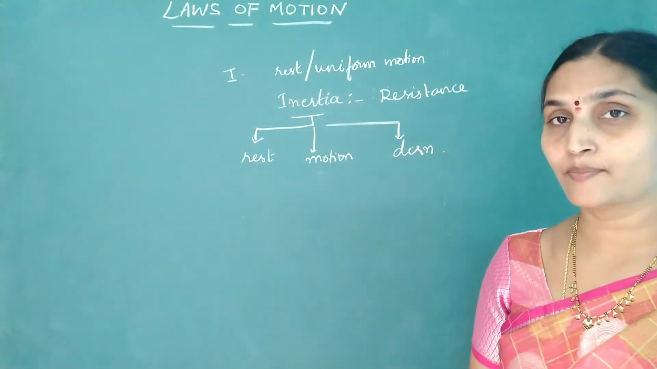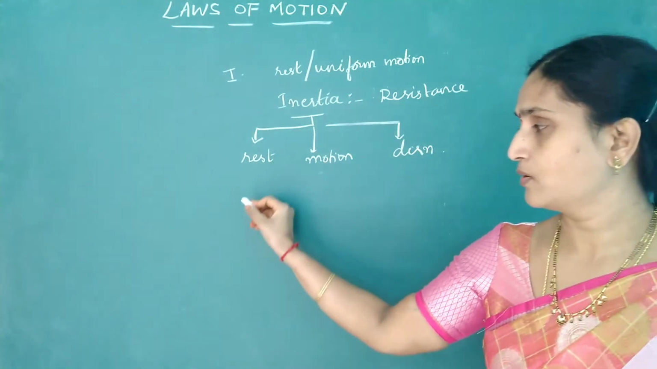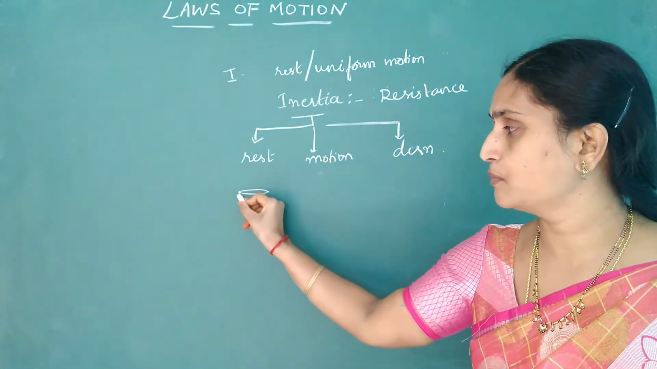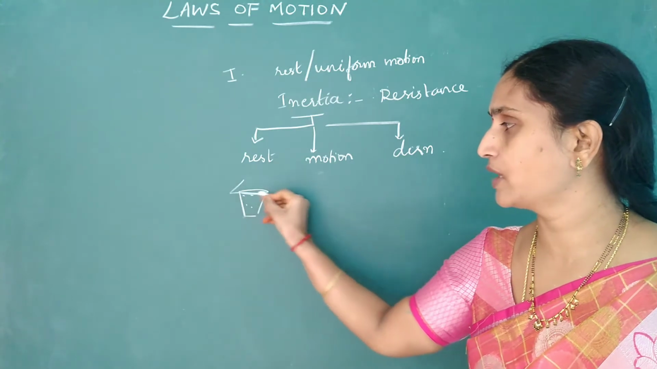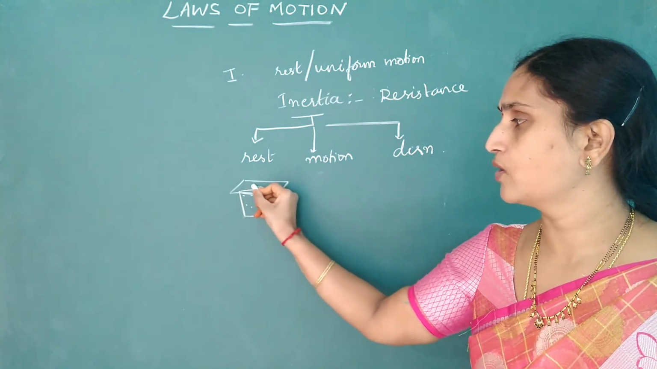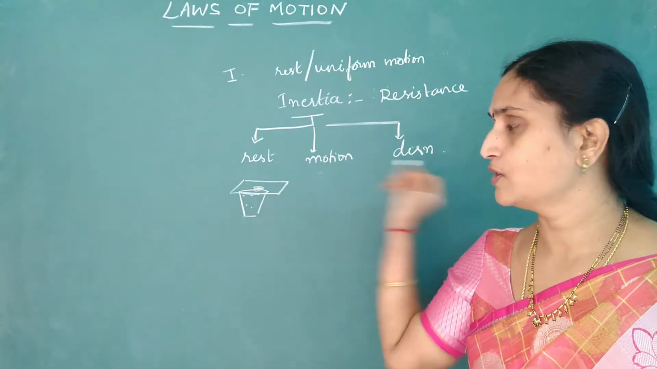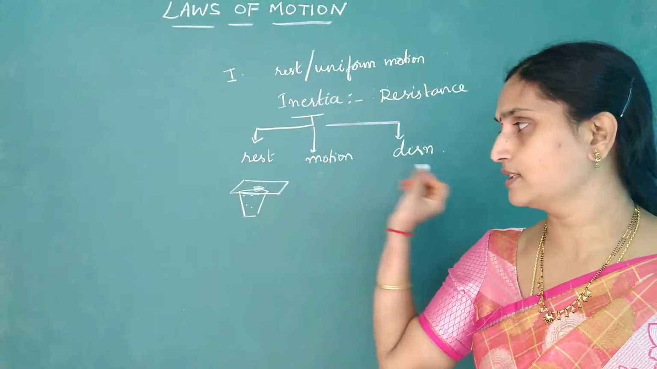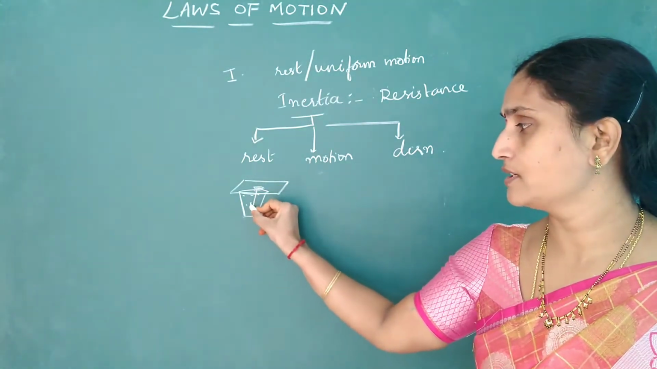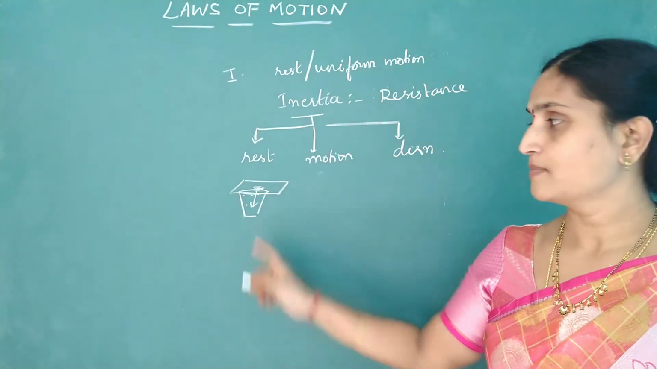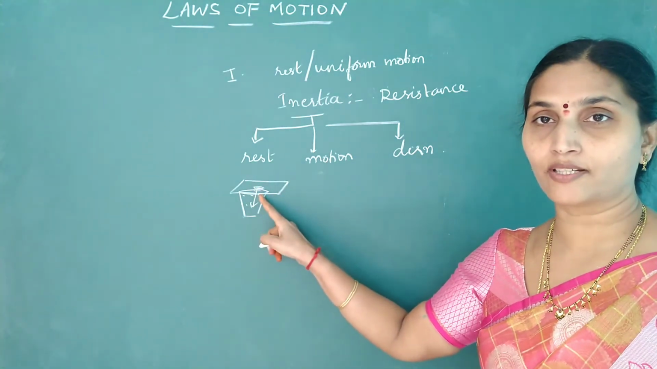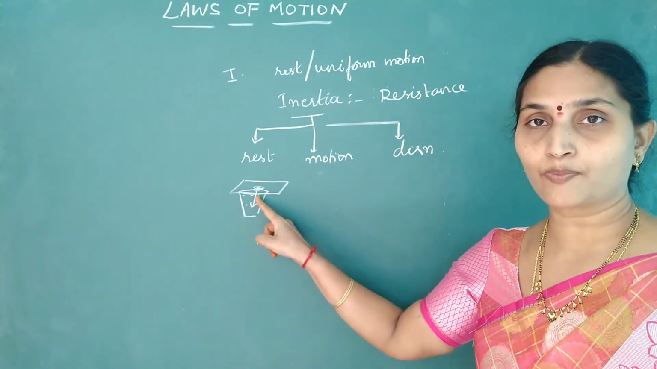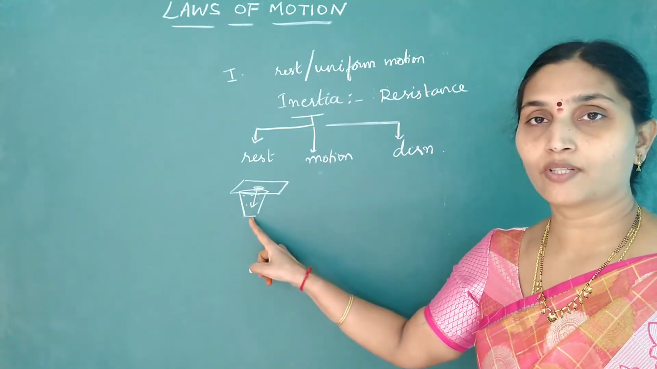Look at the example of inertia of rest. One example is, take a beaker containing water. We put a cardboard on it and a coin. When you suddenly pull the postcard or the cardboard, then this coin is going to fall into the beaker, because initially the coin was at rest and it wants to remain in the state of rest. It doesn't want to change its position. So it falls down into the beaker.